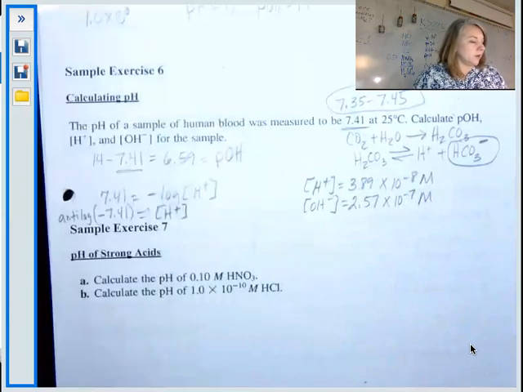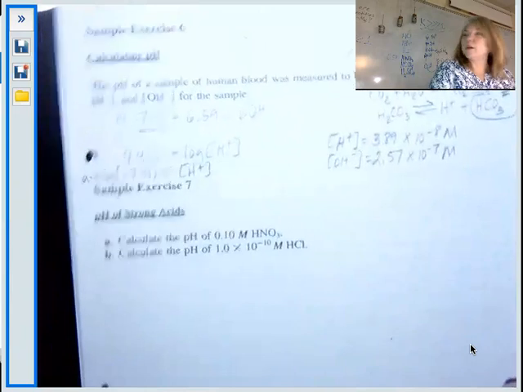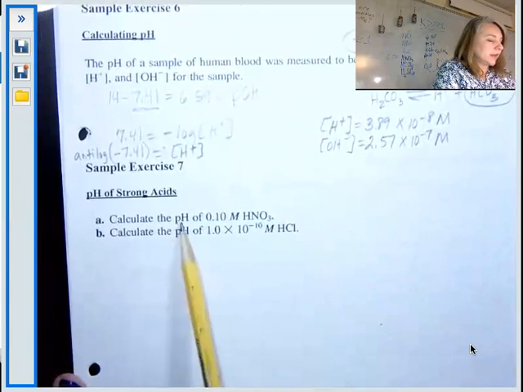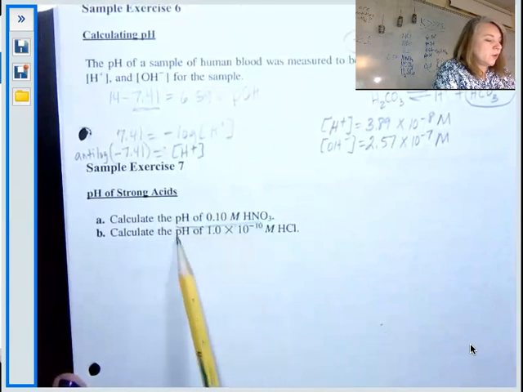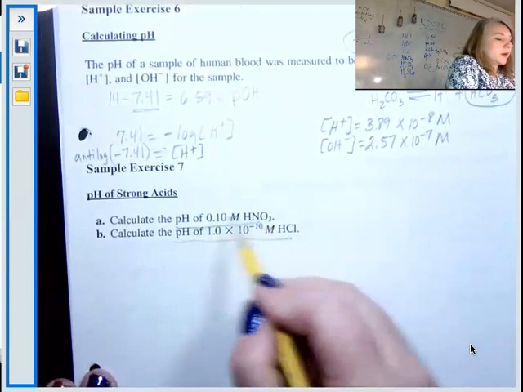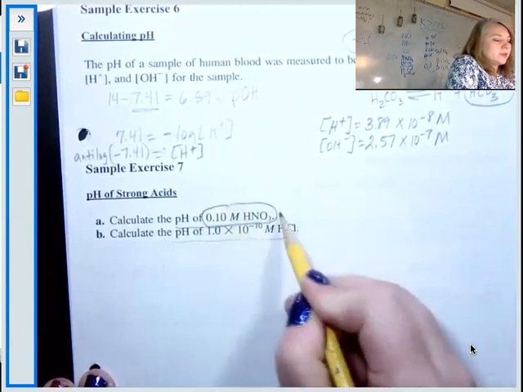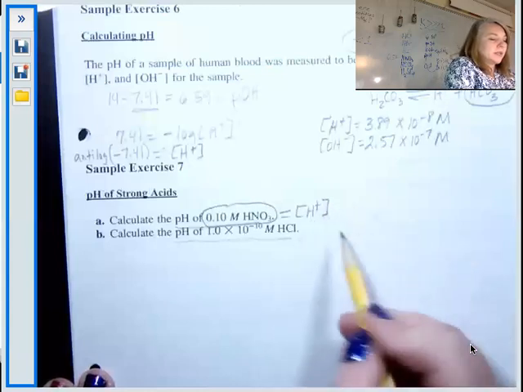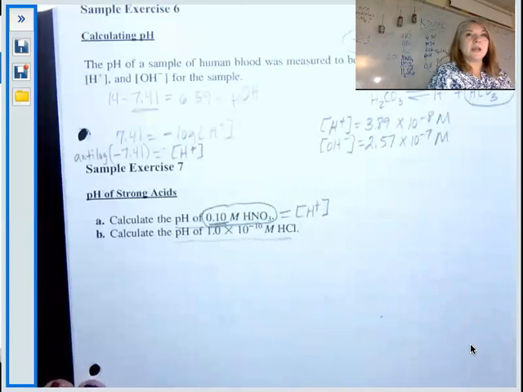All right, let's continue on because we want to get to the pH of weak acids at some point. Next one says calculate the pH of this strong acid. The cool thing about strong acids is you don't have to do an equilibrium problem, because the equilibrium lies far to the right. It completely ionizes in water. So whatever the concentration of the acid is also the concentration of the hydronium ion. I simply take that number and plug it into my pH equation.